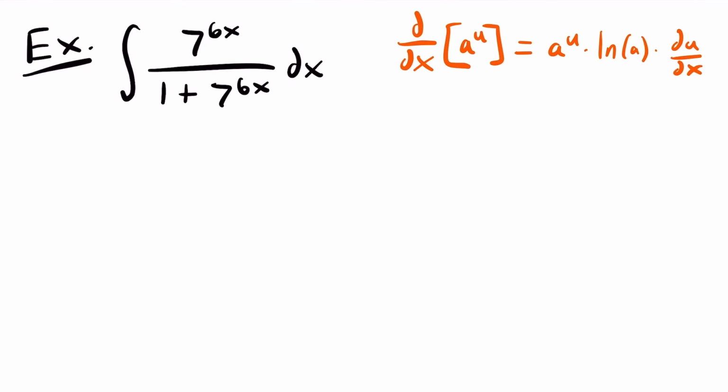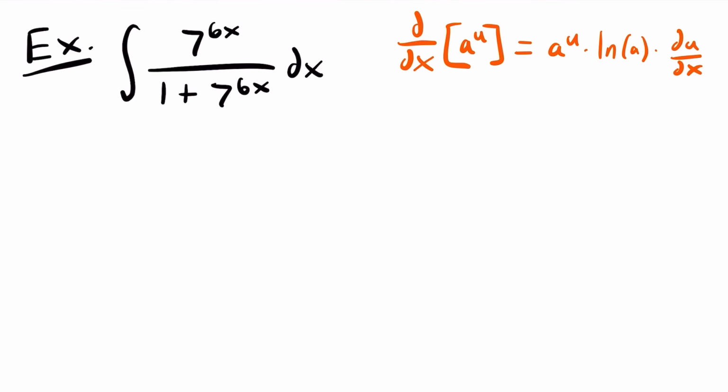And so if we're going to use u-substitution and we ask ourselves that question, do we see a function and its derivative in this integral? The answer is yes, because an exponential function like 7 to the power of 6x is going to have that same function within its derivative. And so in this case, we're going to want to set 1 plus 7 to the power of 6x equal to u, because the derivative of 1 is 0, and then added to the derivative of this exponential function will match up with what we have in the numerator.